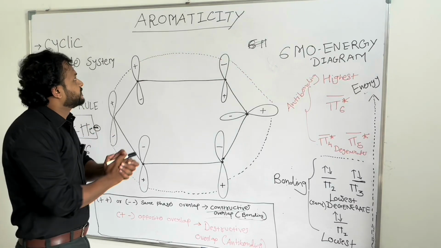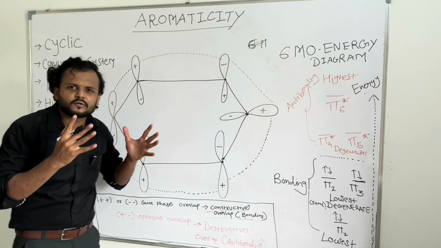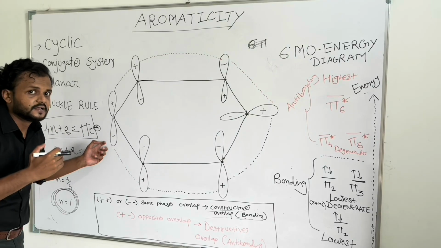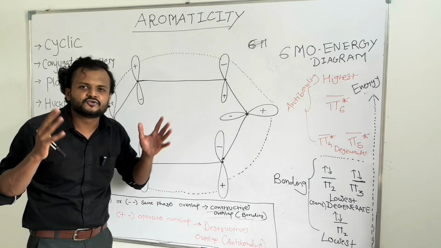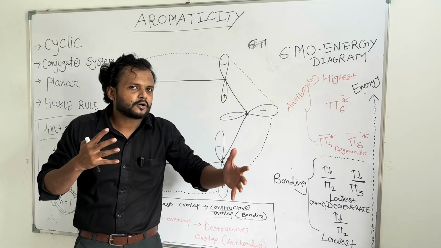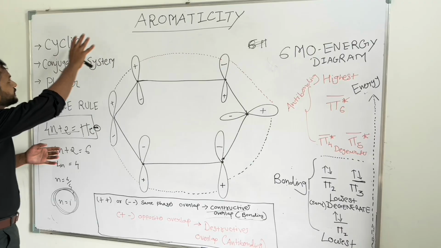Let's talk about aromaticity. What is the origin of the Hückel rule, which is 4n plus 2 equals pi electrons? That is what we are going to discuss in today's video. To call a compound aromatic or not, we need to follow these conditions.